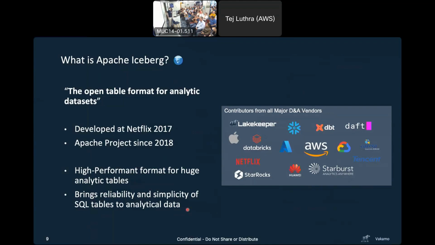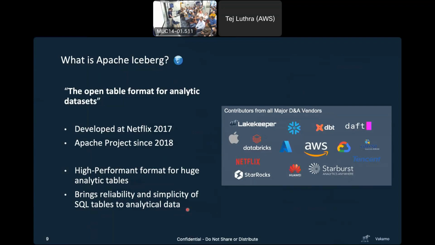These are just an extract of some of the contributors of Iceberg. AWS has been in there from the beginning, very much different to Azure and Google, who joined a little bit later. But they also joined.